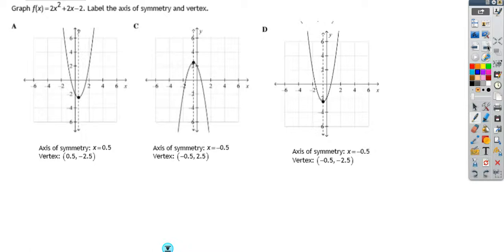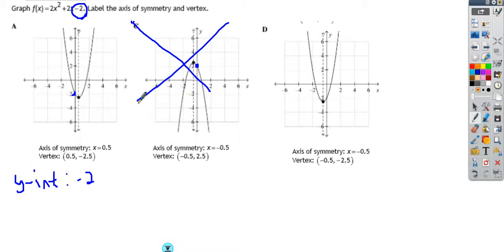When we have a graph, we always want to check what our y-intercept is. So let's check our y-intercept first. We know that our y-intercept is the c value, so our y-intercept is -2. So look at your graphs. The y-intercept here is -2. The y-intercept over here is +2. If it's +2, we know that can't be the right graph, so we need to automatically X this one out. In the last graph, our y-intercept is also -2.